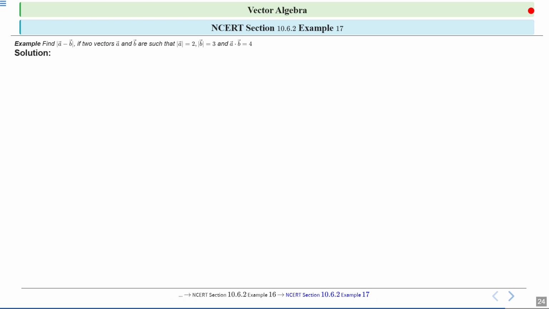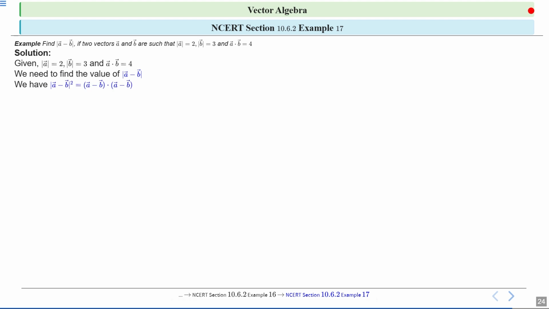We have to find the magnitude of A vector minus B vector if two vectors A and B are such that the magnitude of A is equal to 2, the magnitude of B is equal to 3, and A dot B is equal to 4. Now, given these values, we need to find the value of the magnitude of A vector minus B vector.